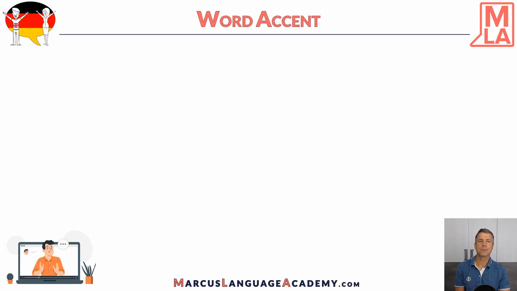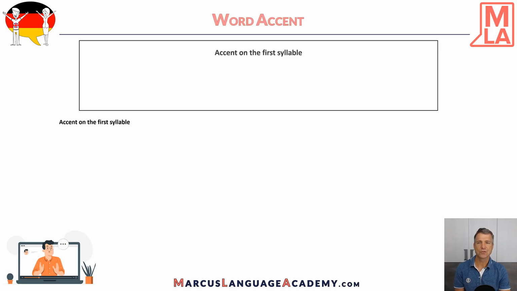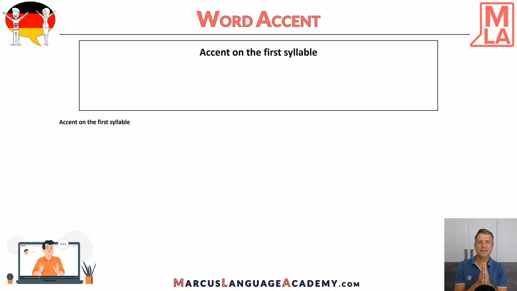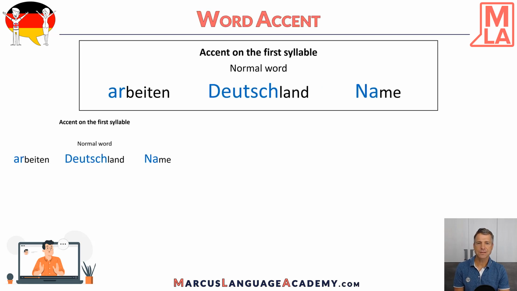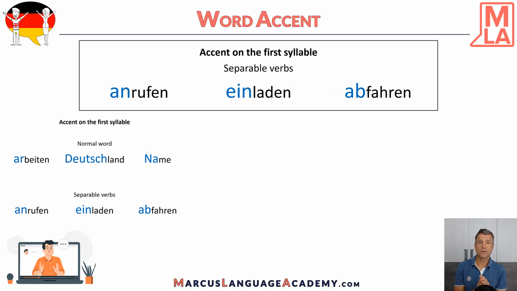So now let's see the word accent, because it's also important how the melody works in a word. Normally in German, the accent on the word is on the first syllable. Let's see some examples. For example, arbeiten, Deutschland, Name. You see I lift my voice on the first syllable. The same applies for the separable verbs, a special group, like anrufen, einladen, abfahren.